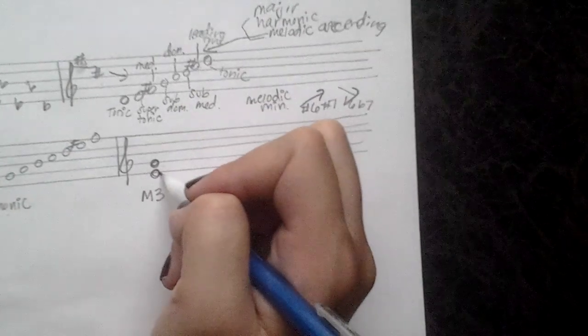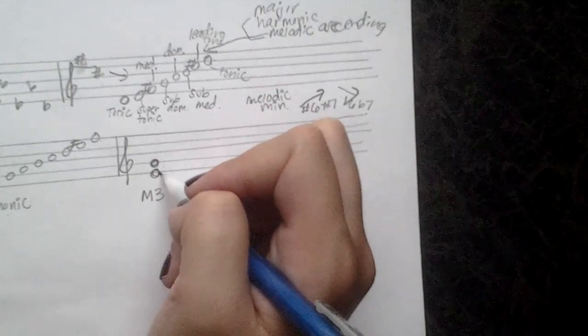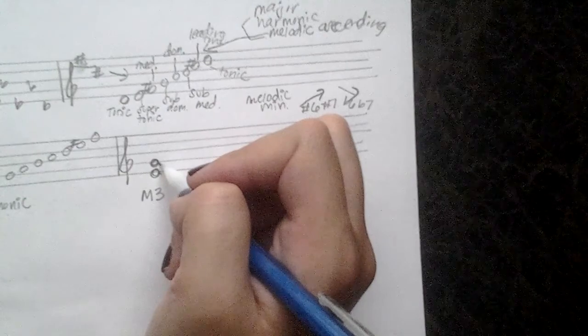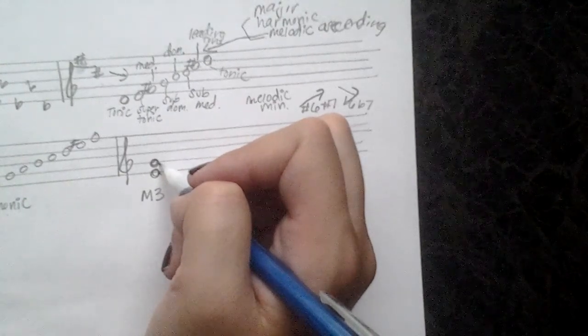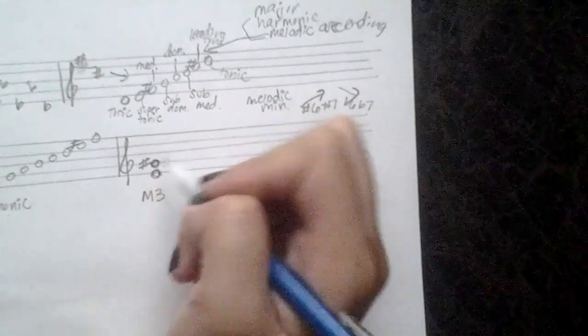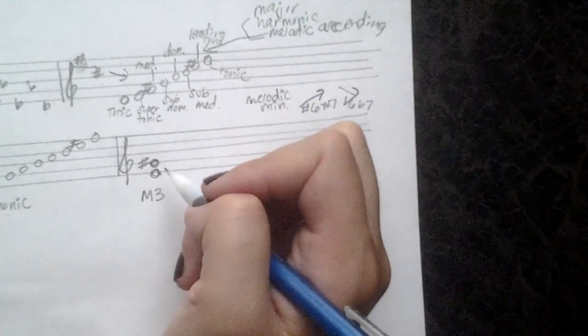So in the key of E, we have 4 sharps, which means that G sharp should be sharped in order to fit within the major key. So in order to make it a major third, we sharp this G.